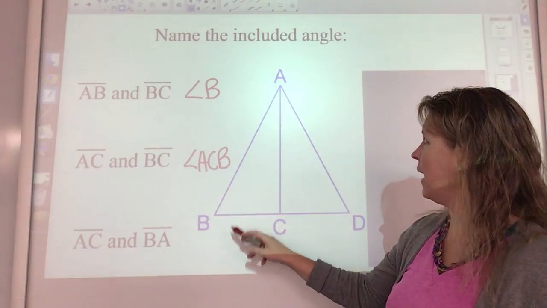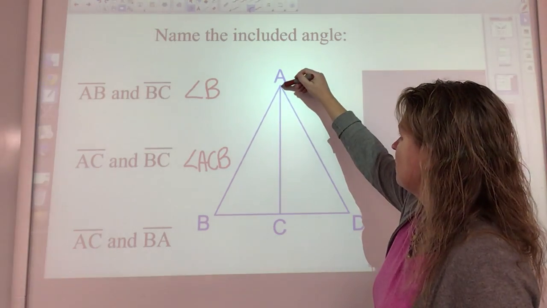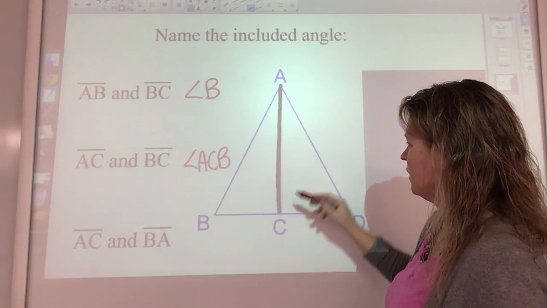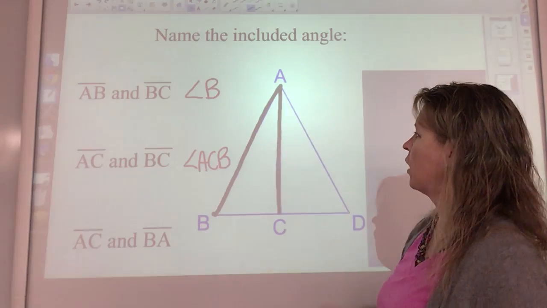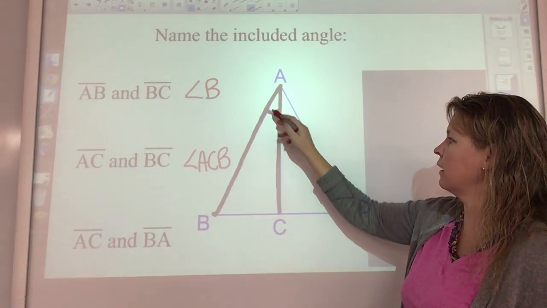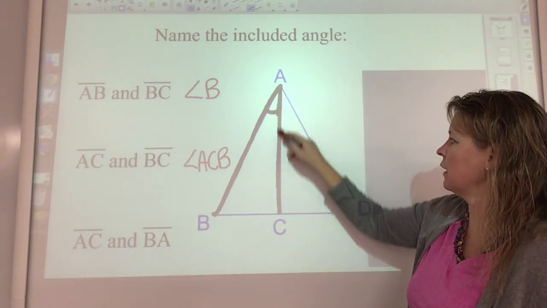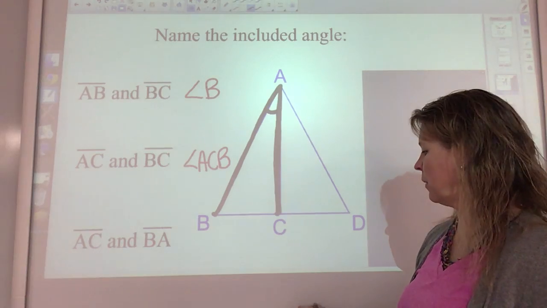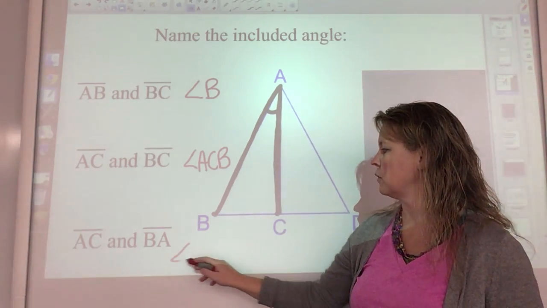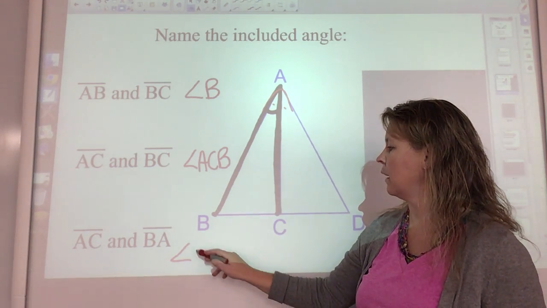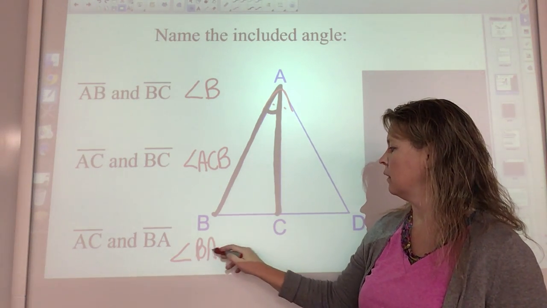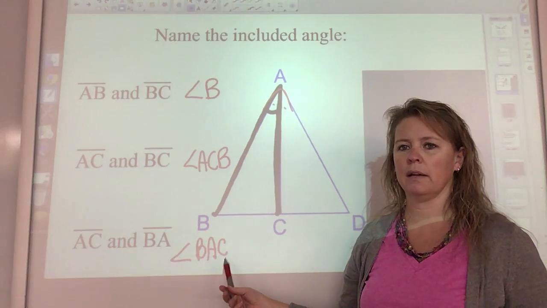Next one, if I took segment AC and traced it with segment BA, it forms this angle at the top. Those two sticks make that angle at the top. I cannot call it angle A. There's too many angle A's up there. There's 1, 2, 3 angle A's. So I'll call it angle BAC, or of course angle CAB.